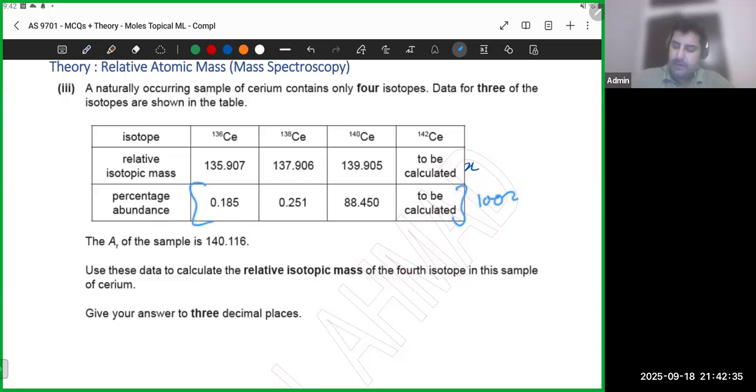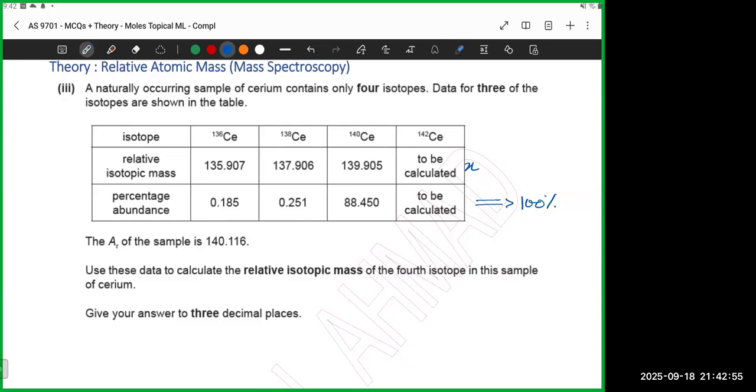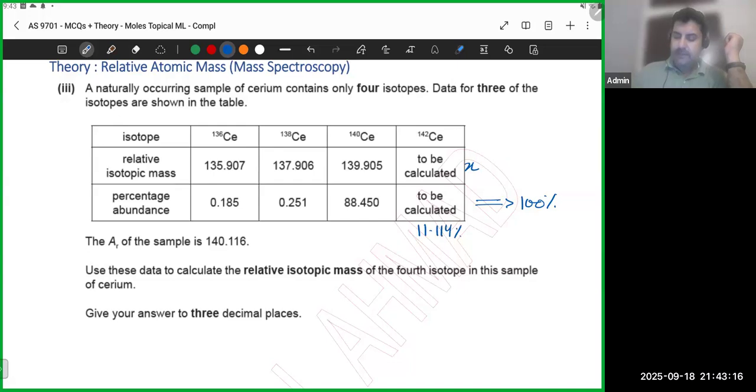100%, right? So if you subtract, either do it on the calculator, okay, what do you get? Because the total percentage abundance should be 100%. So what is the missing percentage over here? Jannat Ghazi, can you calculate this? Yes, sir. I'm working on it. Sir, it's 11.114 for me. 11.114%. Okay. So it's 11.114%.